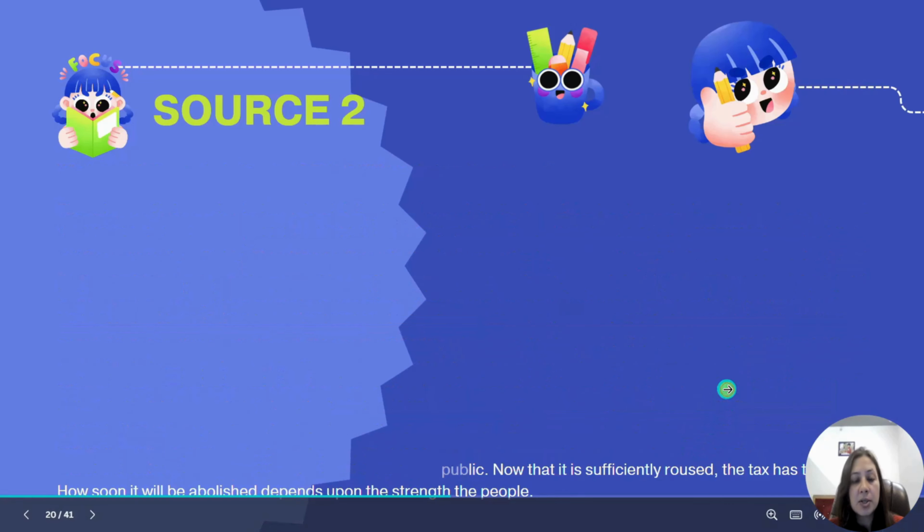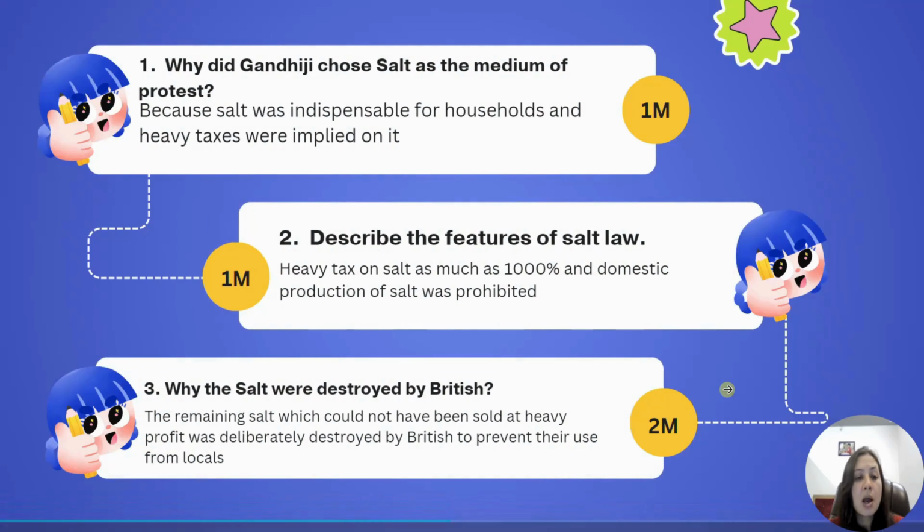So now let's come to the questions. This is a very, very important source. Why did Gandhiji choose salt as a medium of protest? Because it is indispensable for households and the heavy taxes which were imposed on it. So salt here symbolizes unity also, because this is something which is used by everybody. Rich, poor, whatsoever language, whatsoever religion you're following, everyone uses salt. So this was chosen by Gandhiji.